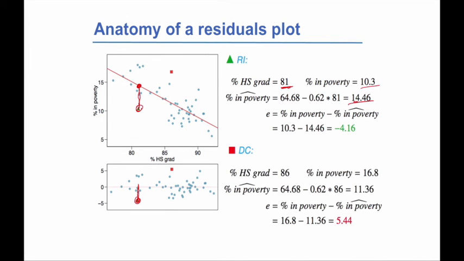And then DC was this point, high school graduation of 86%, percent in poverty is 16.8. The predicted value down here was 11.36, so that has a positive residual of 5.44. So this point is here on the residual plot. It's still at the x value of 86, and then the y value is the residual of 5.44.